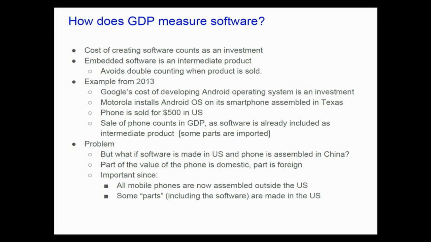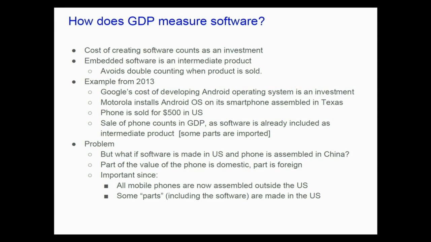But then the world changed, because now the software is all made in the US, but we sold the Motorola factory to Lenovo, and so now many of the phones are assembled in China or Korea or elsewhere in East Asia. Part of the value of the phone is domestic, the software, and I would argue the biggest part is the value of the software, because that's where all the competition is occurring. But all the physical phones are actually assembled outside the US.